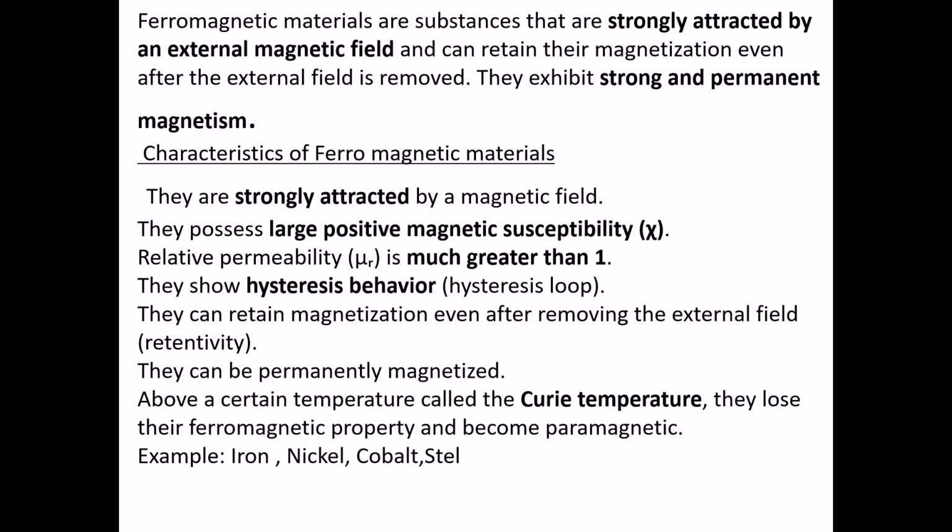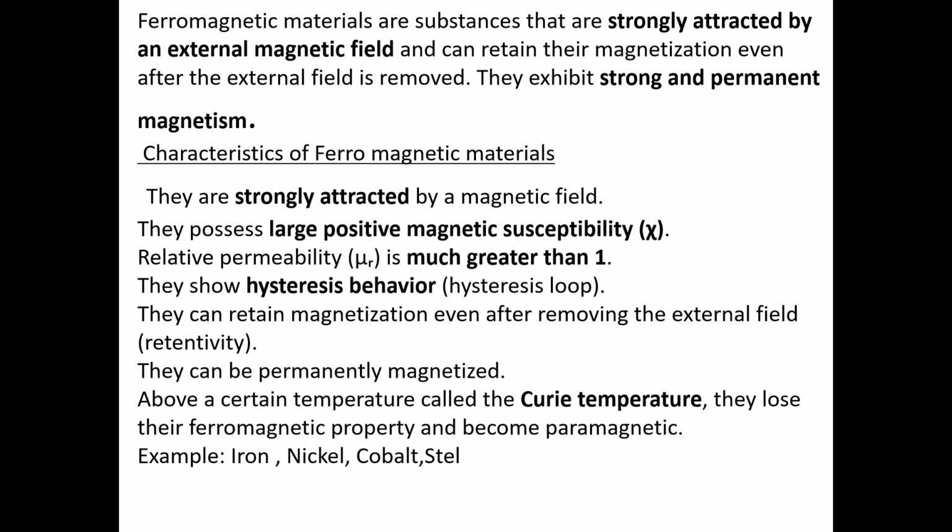The third magnetic material is ferromagnetic materials or substances that are strongly attracted by an external magnetic field and can retain their magnetization even after the external field is removed. They exhibit strong and permanent magnetism.